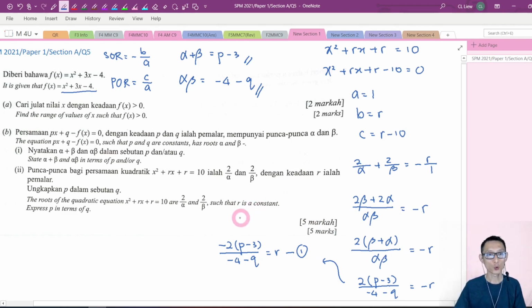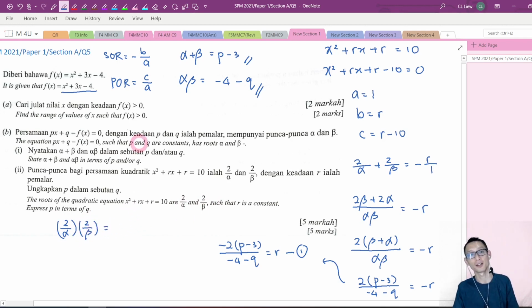Now let's go to second part. Alpha times beta. Sorry, this is not alpha times beta. This is 2 over alpha times 2 over beta. This is product of roots.